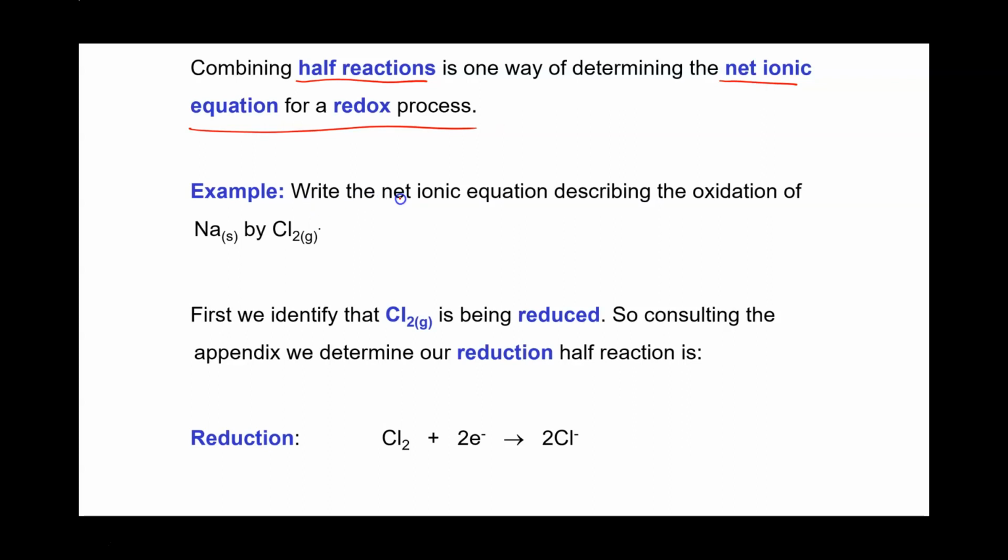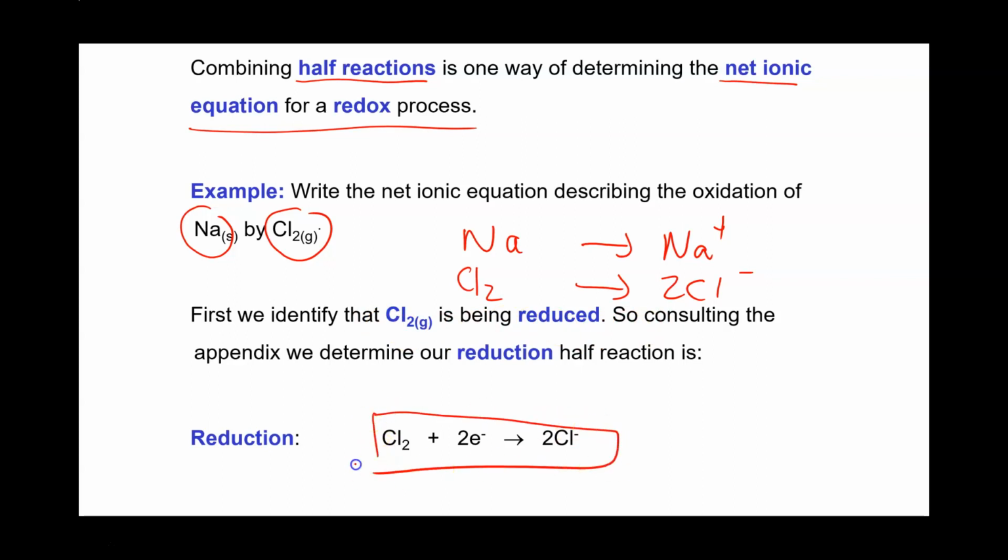It says write the net ionic equation describing the oxidation of sodium by chlorine. So sodium is going to go to Na plus, it is going to get oxidized, and then the chlorine is going to get reduced. So we would have to identify half reactions that correlate to those principles. First we identify that chlorine is being reduced, so we have to find the reduction half reaction for chlorine, and sure enough, there it is.